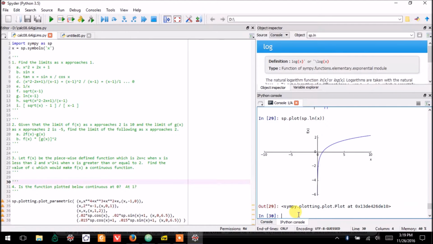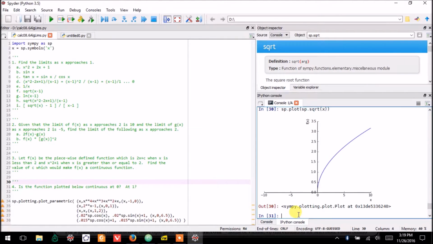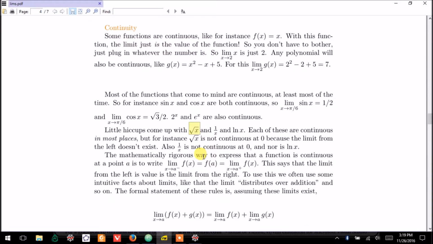We could go ahead and plot square root x, and it looks like this. It does not have a left-handed limit, and therefore it's not continuous at 0 because the left-handed limit does not agree with everything else. So square root x is not continuous at 0, and it's not even defined, and therefore also not continuous for negative numbers.